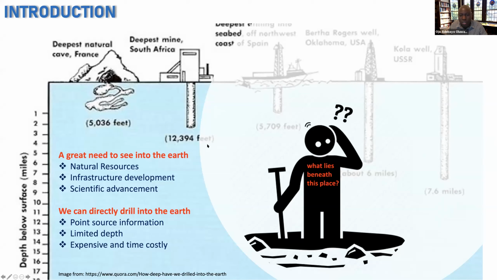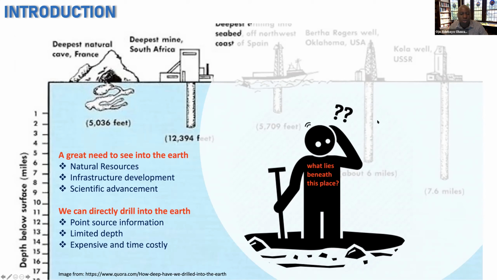When you drill a point, it's point source information, which means you can only get information about that column of hole that you're drilling. And because there's lateral variation in subsurface properties, what you're seeing at that point may not necessarily be what obtains even in the shortest distance from that very point, let's say 5 kilometers. Even in basement complex, if you're looking for groundwater, you could have that change in subsurface in even hundreds of meters. And also you're limited in the depth that you can reach.